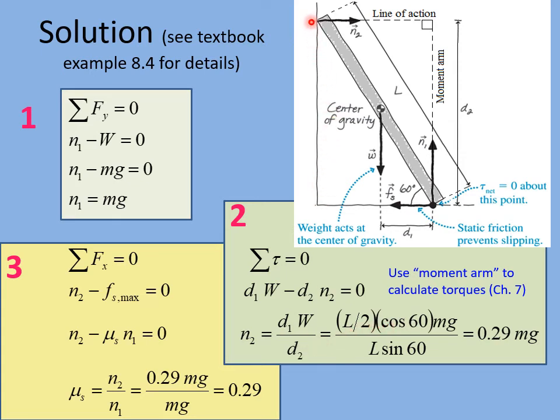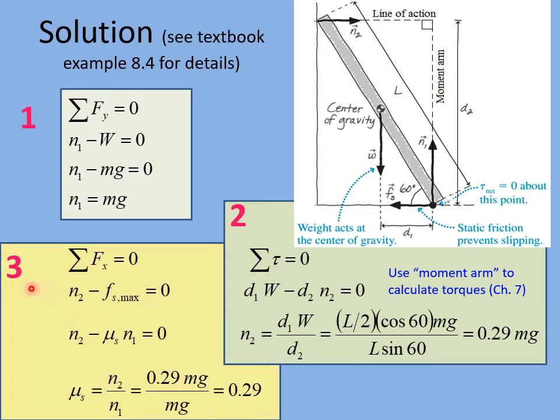D2 is given by, remember, we can use this right triangle up here, and the hypotenuse is L, the length of the ladder. This time D2 is this portion here, which is L times the sine of 60. And then, what's left? Well, this is W, the weight of the ladder, which is mg. So putting in all the numbers here, notice the L's cancel. This L cancels that L, and we end up with 0.29 times mg. So that's this normal force here.